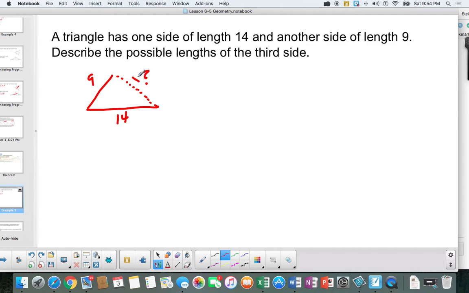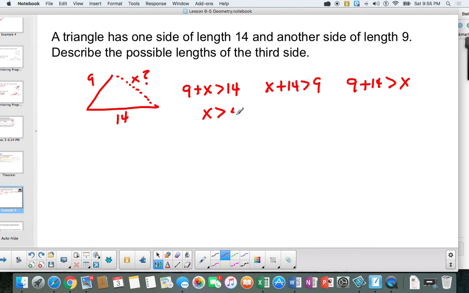Let's call this x. So what the triangle inequality theorem says is that 9 plus x has to be greater than 14, and then these two sides, x plus 14, have to be greater than 9, and then also 9 plus 14 has to be greater than x. So all three of these must be true. Let's go ahead and use our algebra to solve here.